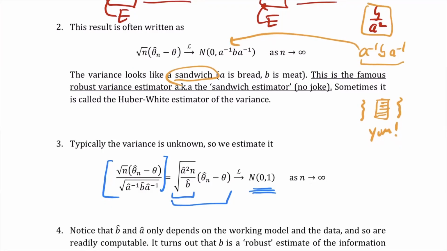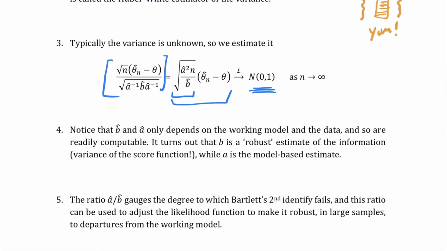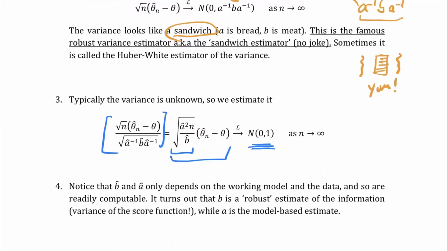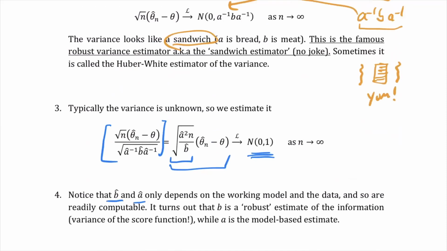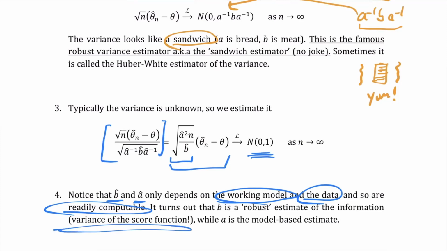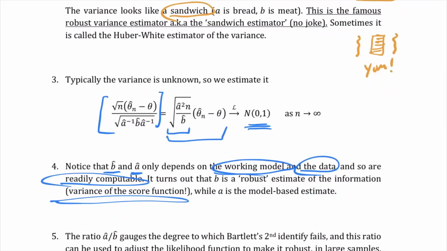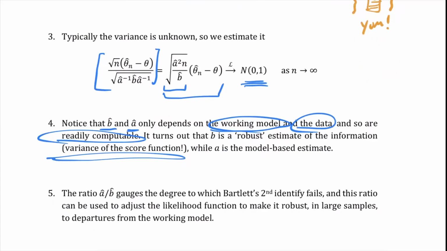All right. One thing that I love about this is that the estimates of A and B depend only on the working model and the data. So you can compute them from the data. So you can go get these. Even if you don't know the true model, you can still compute them. And then you can use A and B to get the right variance of the score function, even if you don't know the true model, which is cool.